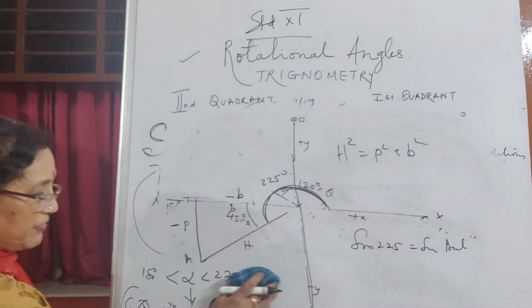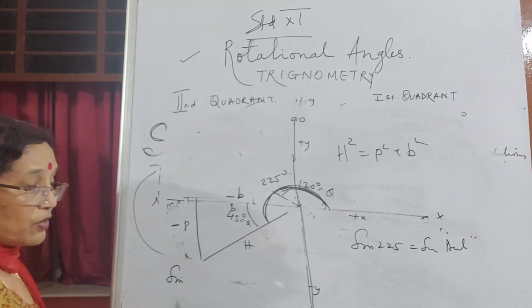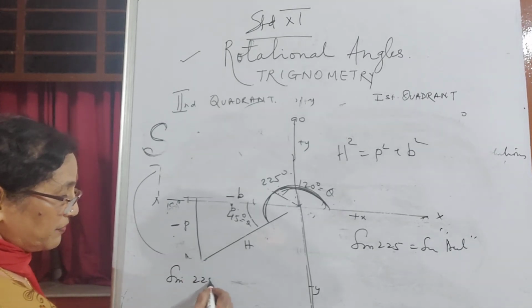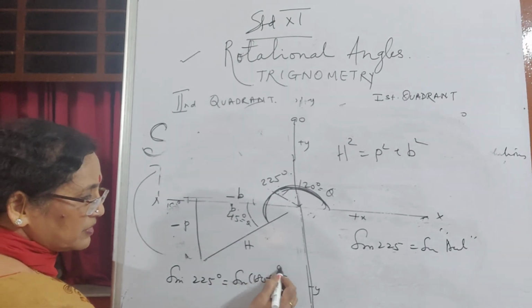For example, if I show you sine of, as I said just now, 225 degrees, it will be sine of 180 plus 45. This is your theta.